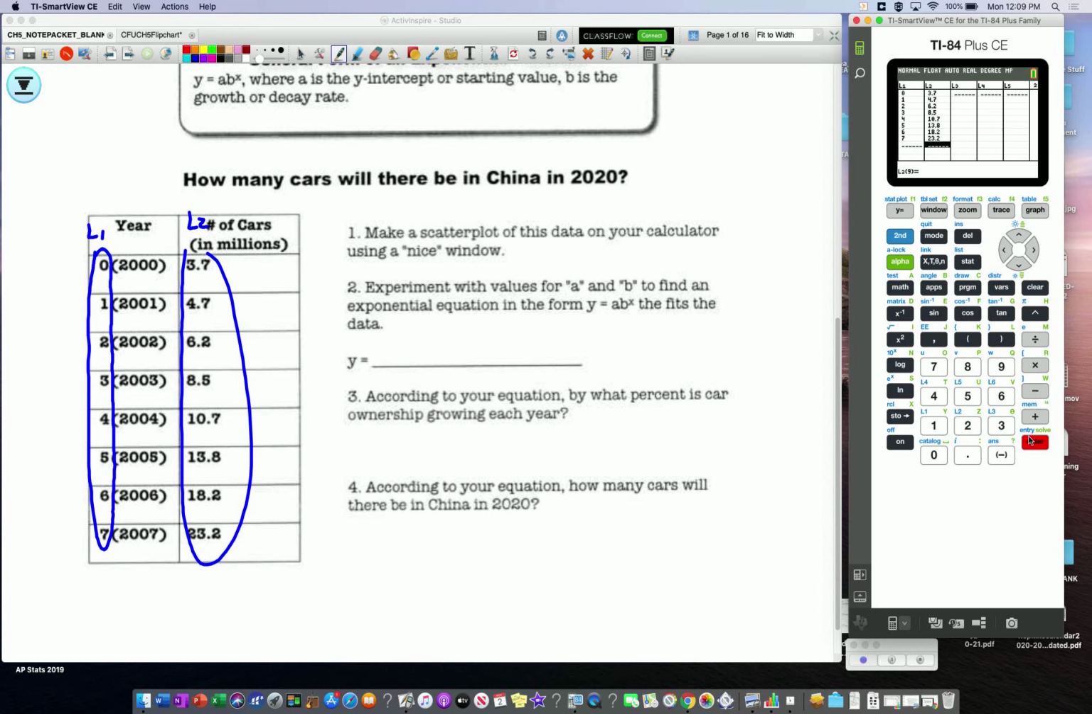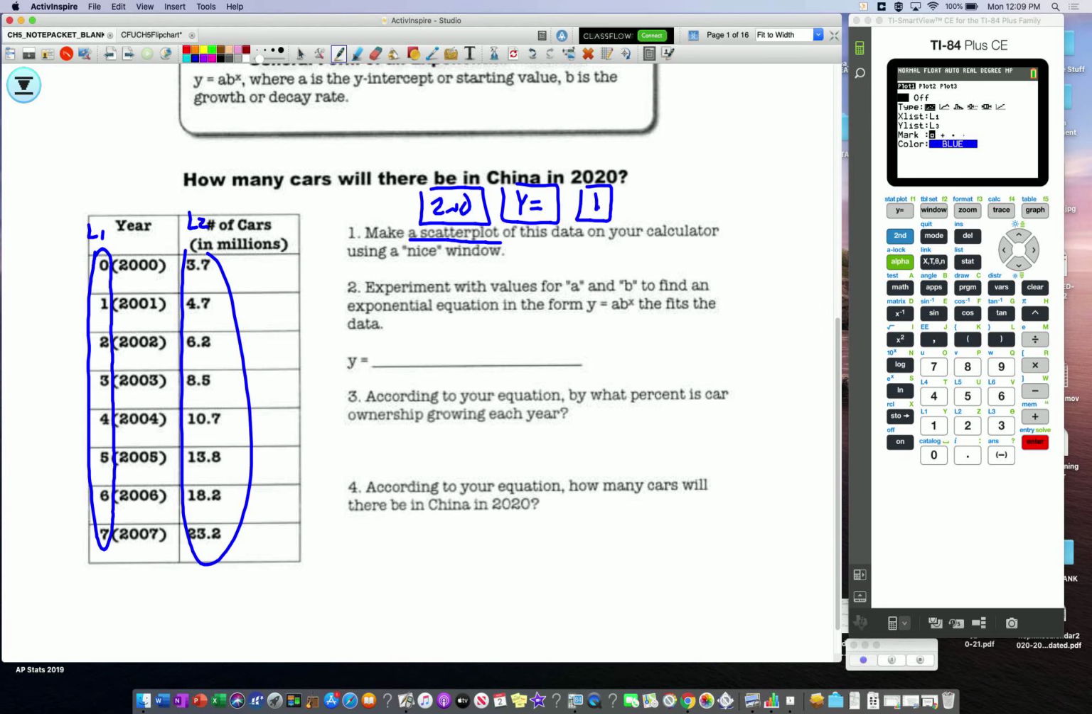So now, again, to make a scatter plot, we're going to hit second, and then the y equals button. So I go second y equals, I'm going to select number 1, and then my X list needs to say list 1, and my Y list needs to say list 2. So I select the scatter plot. The type needs to be that one, right there first. So list 1 and list 2. Okay, so now I can go ahead and hit graph.